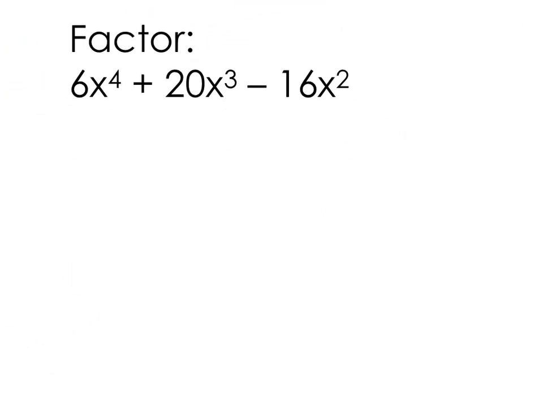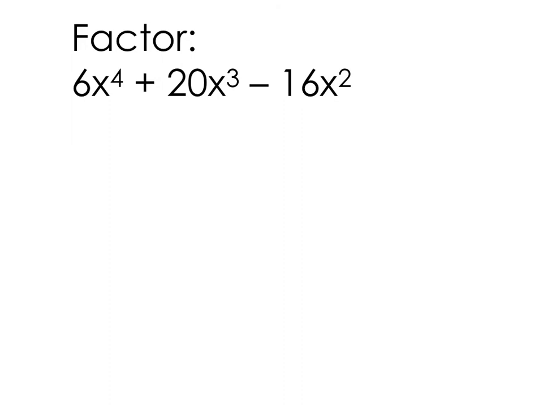Let's factor this. What a mess. What's the first thing we always do? We think about if there is a greatest common factor. What is the greatest common factor here? The largest number that will divide evenly into 6, 20, and negative 16 is 2. X raised to what exponent? It's the smallest of the exponents because that's what they have in common. So we factor out the 2x squared.